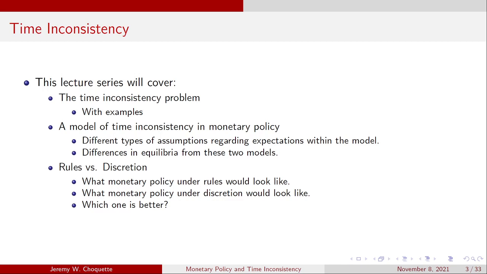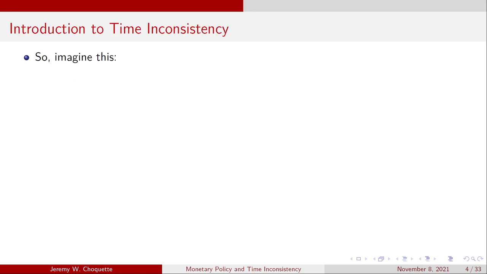We're going to discuss which one's better, right? Because there's good arguments for either one. There's good arguments for monetary policy that would operate under some relatively strict rules, and there are good arguments for monetary policy under discretion. We're going to talk about why one might be better than the other, or why the other might be better than one.